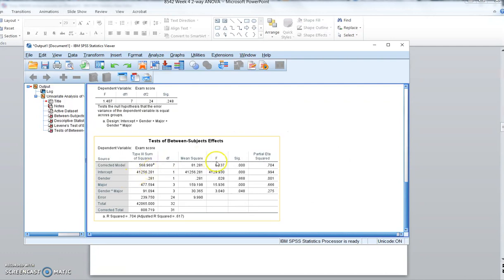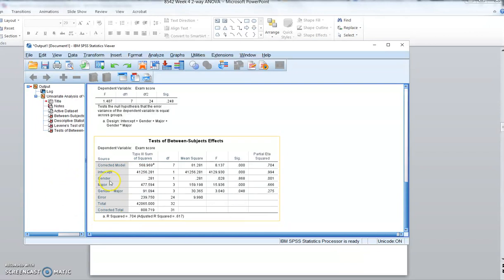In this table, we first, remember, need to ignore 3 lines. Ignore the first line, that's corrected model. Ignore the second line, that's the intercept. And ignore the line second to the bottom, that's total. Okay, cross out those 3 lines.